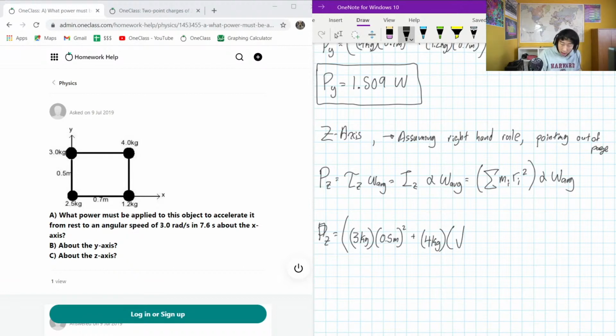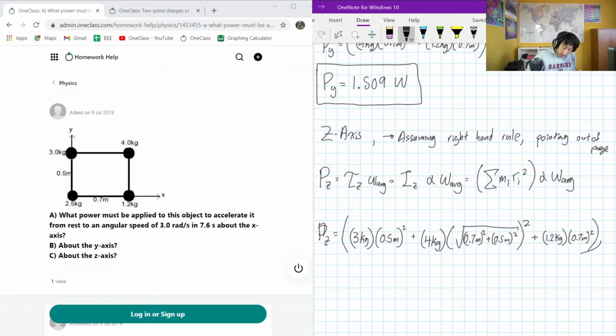Now, since we're doing a Pythagoras theorem thing, it's going to be 0.7 squared plus 0.5 squared, all under the root. 0.7 meters squared plus 0.5 meters squared under the root. But that root really is not too relevant because we have to square it, but we'll write it out just to be 1000% complete. And then our last weight that's going to be relevant here is going to be the 1.2 kilogram. And that's going to be multiplied by fairly straightforward 0.7 meters squared.